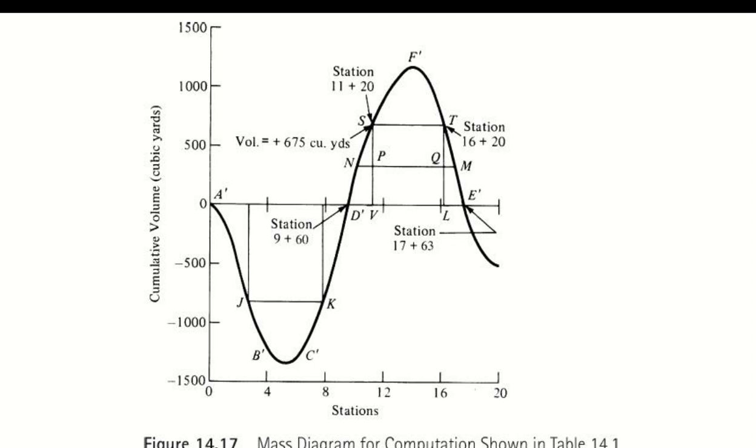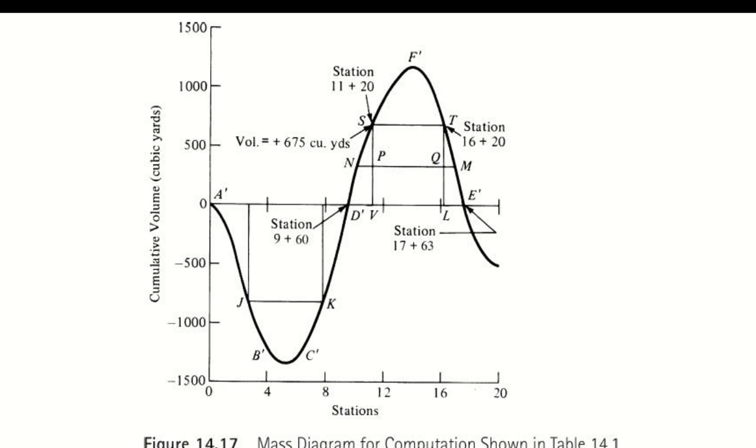When I reach E dash, what happens again? My cut becomes equal to fill. So again, no extra quantity. Nothing on the site to dispose and nothing I have to buy. But the road project does not end here. It goes beyond E dash as well. It is ending at station 20.